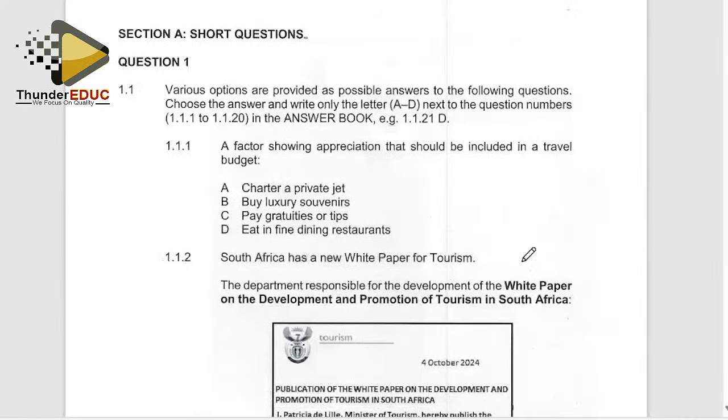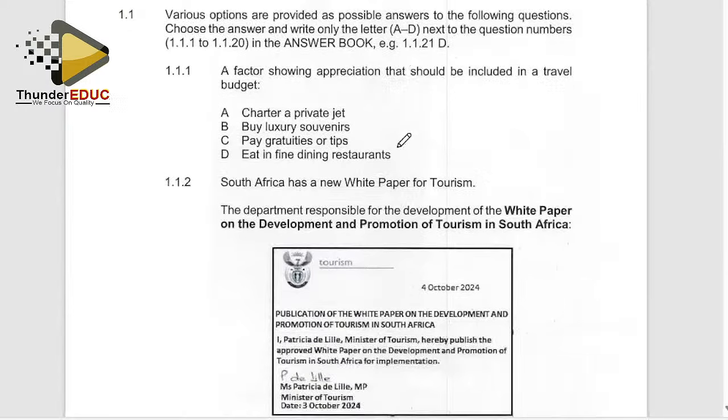Let's dive straight into the short questions. So various options are provided as possible answers to the following questions. Choose the correct answer and write only the letter A to D next to the question numbers in your answer book. So the first question reads, a factor showing appreciation that should be included in a travel budget.